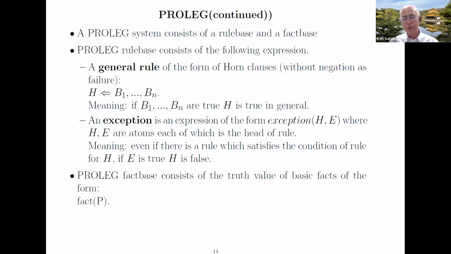So if exception E is true, then even if all the conditions for the general rule are true, the conclusion will be false. Another syntax is the PROLEG fact base, which consists of the truth values of basic facts of the form fact B. This means that the basic fact B is true.